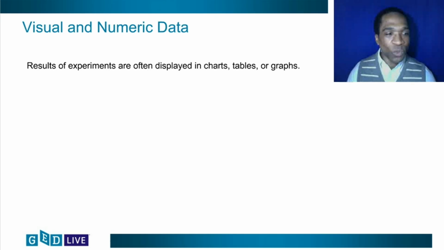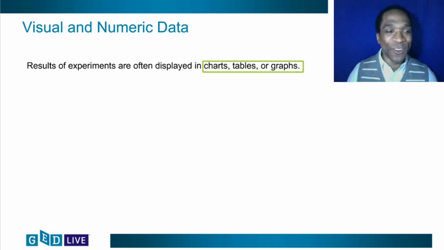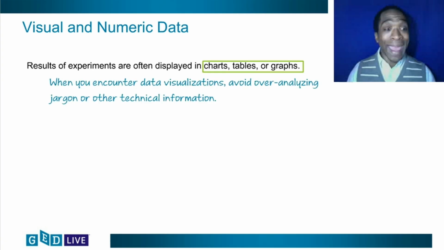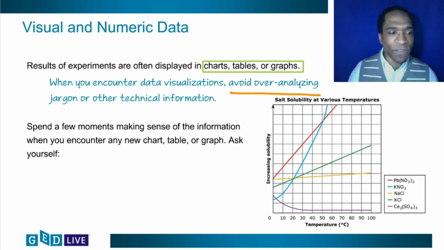So we have visual and numeric data here, and that can come in the form of charts, tables, or graphs. Now, the point here when you see this kind of data is to not overanalyze. We want to avoid doing that. There are certain things that you want to look for. You want to be armed with that before test day. So what we want to do is make sense of the information. We have this line graph now at the bottom right corner here, and to do that, you want to ask three things.